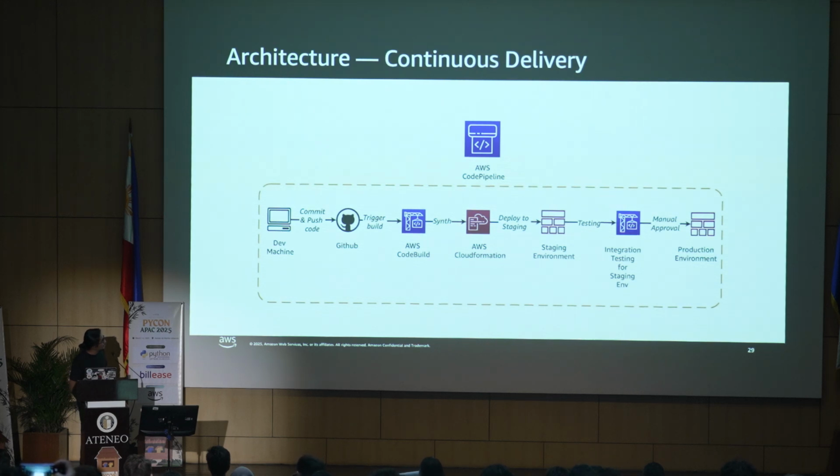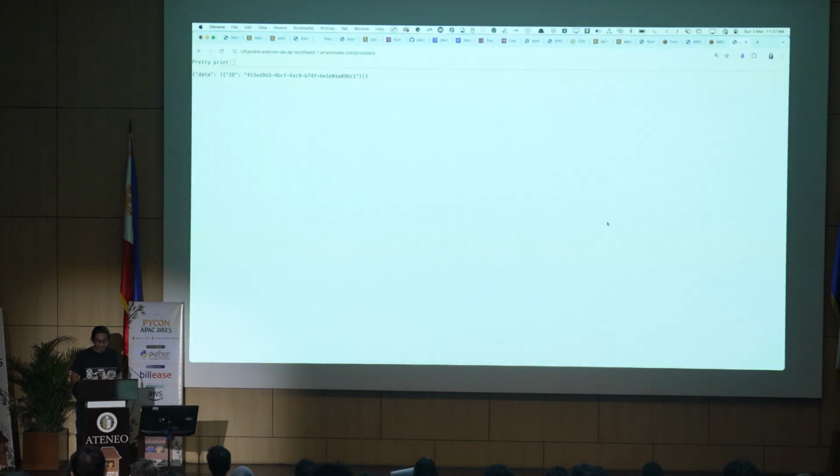There are three things in CI/CD: continuous integration, continuous delivery, and continuous deployment. This one is continuous delivery, where if I commit and push code into my Git repository, it's going to trigger a build, and then using the CDK, it's going to deploy to staging, and then it's going to do testing again before it goes to production. But it will not deploy into production immediately. We need to manually approve it. So this is how it looks.